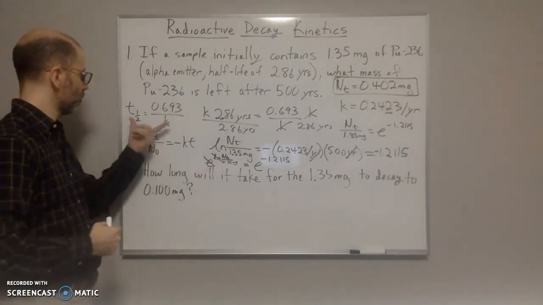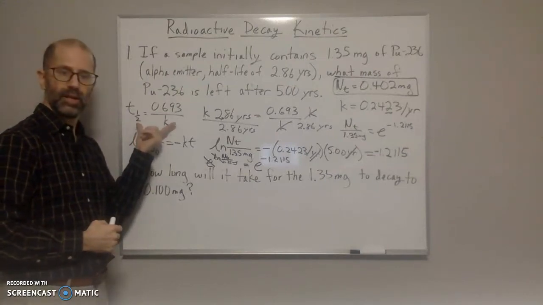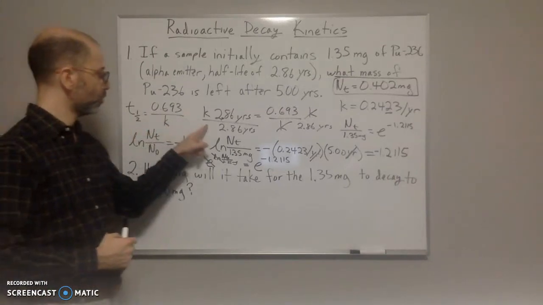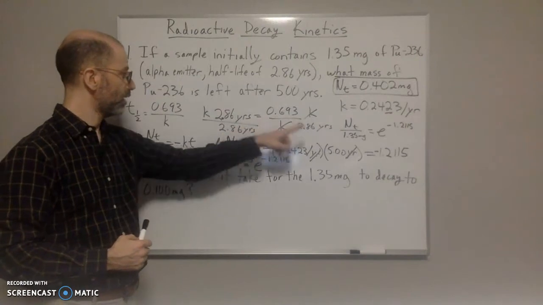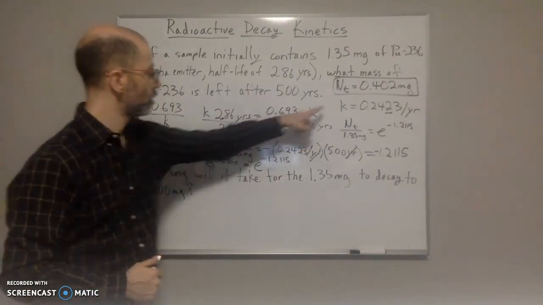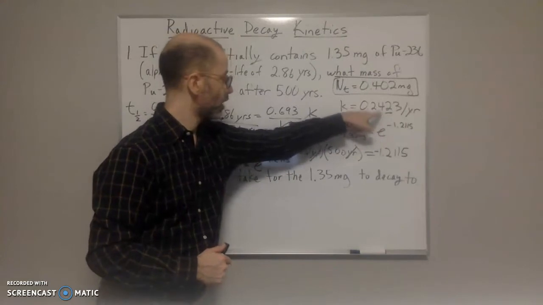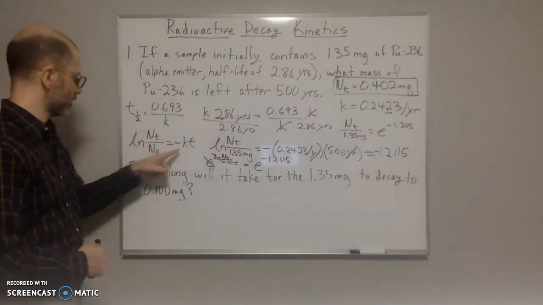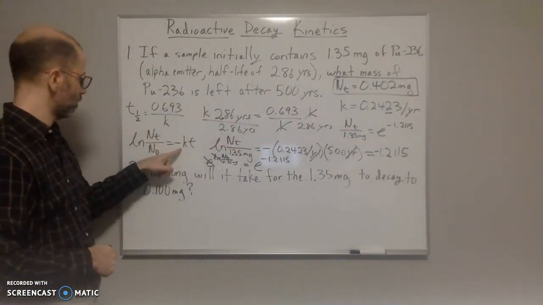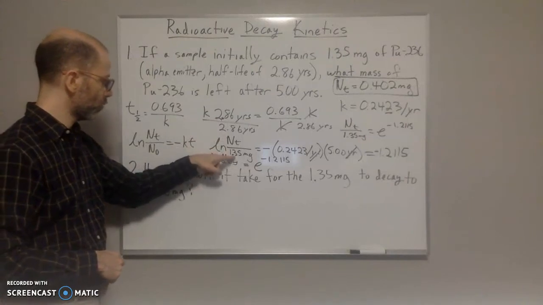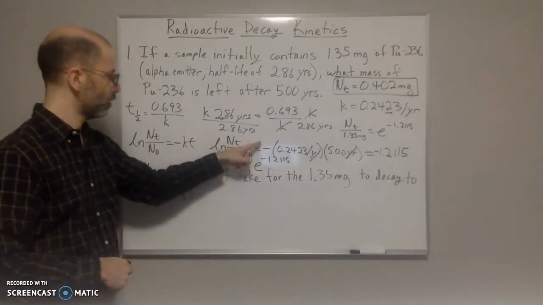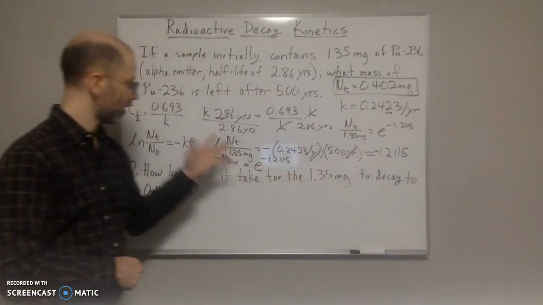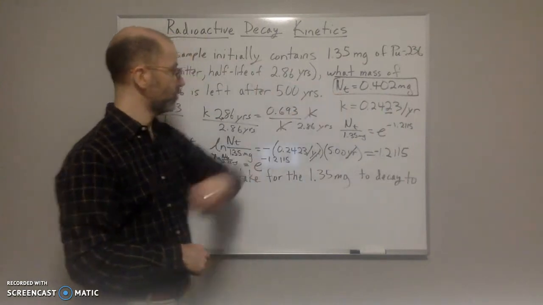Again, to recap, I use the half-life equation here to find k. I plug in the half-life, solve for k, and I get k is equal to 0.2423 per year. I then take k and put it into this equation with the other information. So ln of n_t over 1.35 milligrams is equal to negative k multiplied by the time I'm given. And then I solve for n_t.